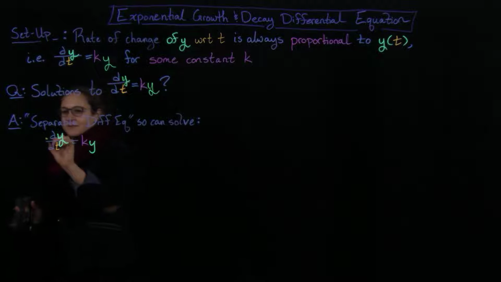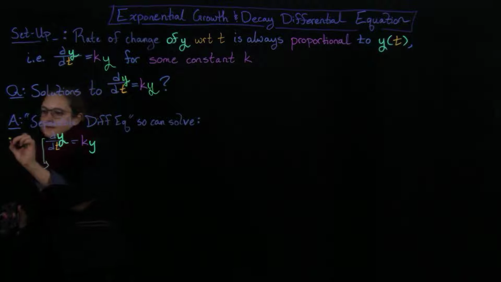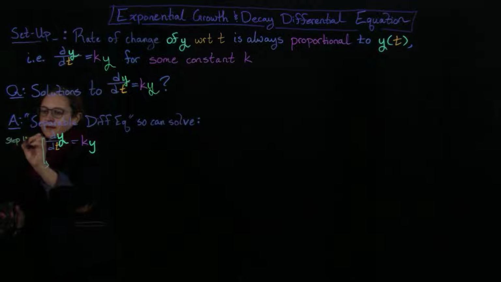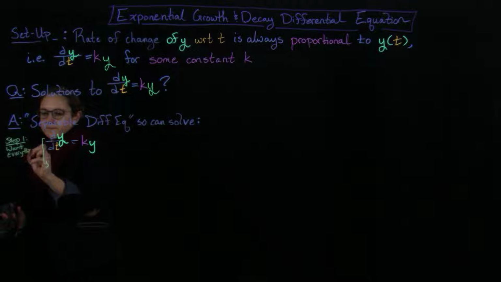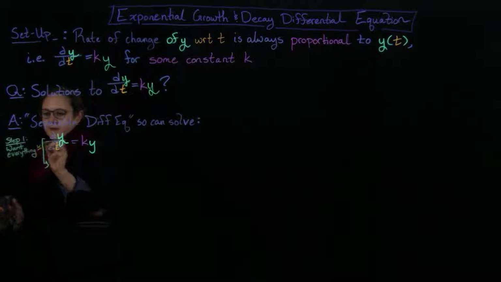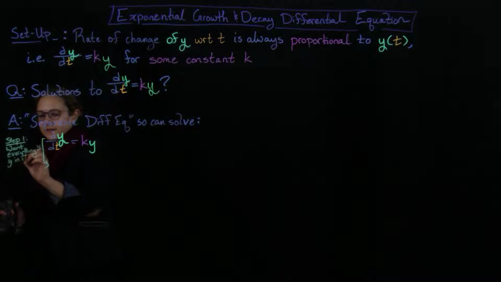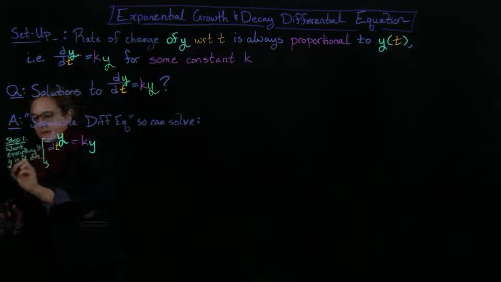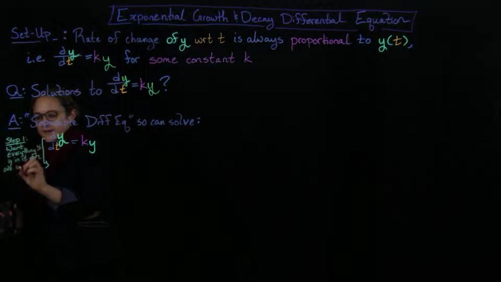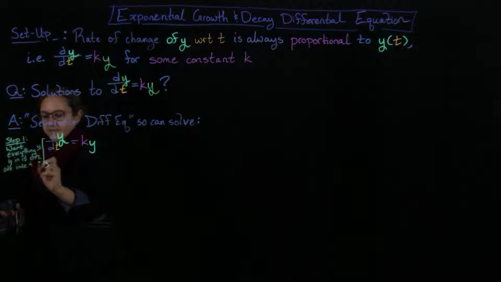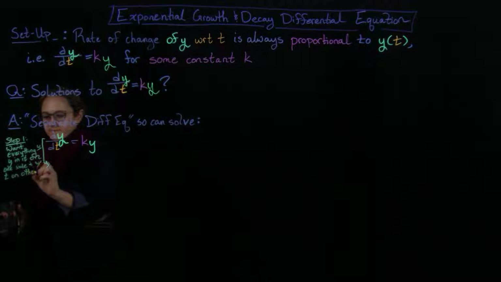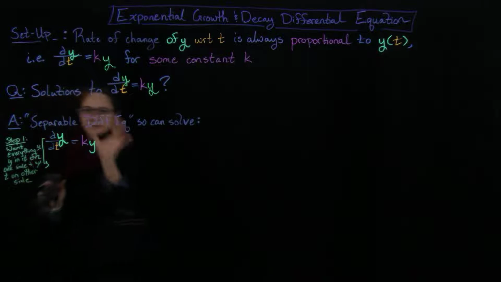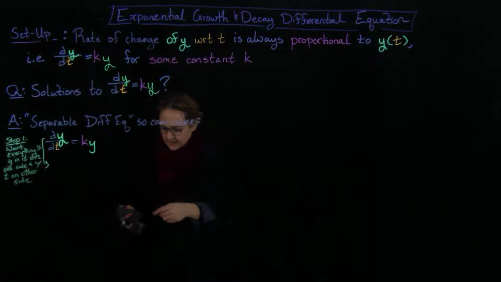So the first step here is we want everything with y in it on one side, and everything with t on the other side. That's the first thing you do if you have one of these. So we can go ahead and do that.